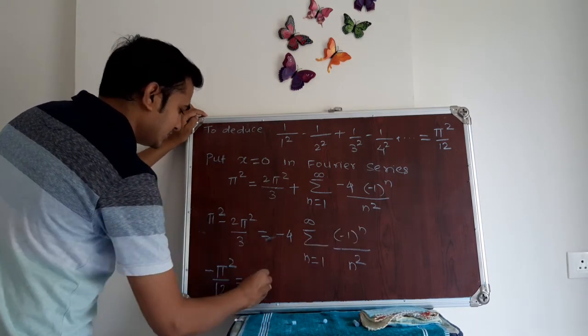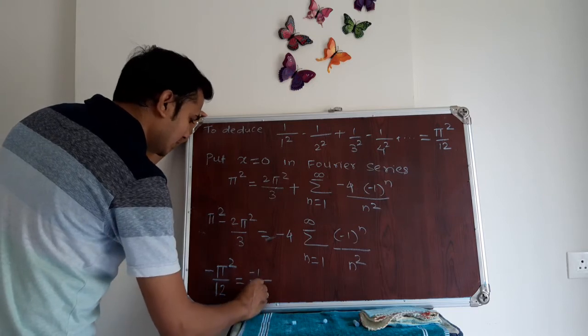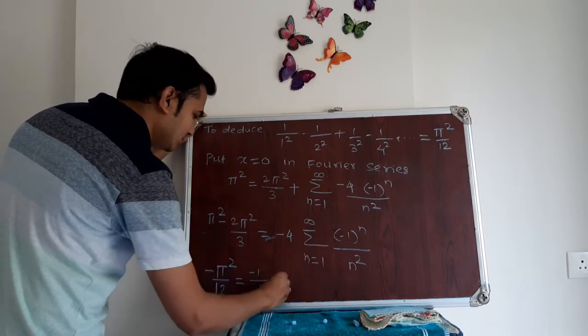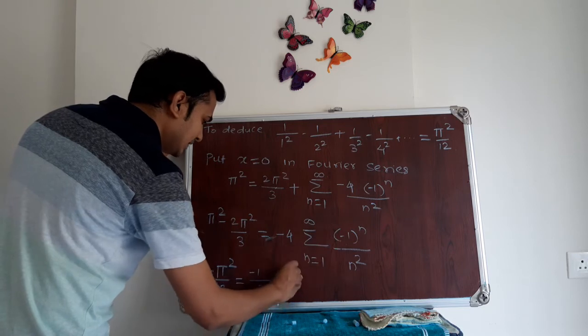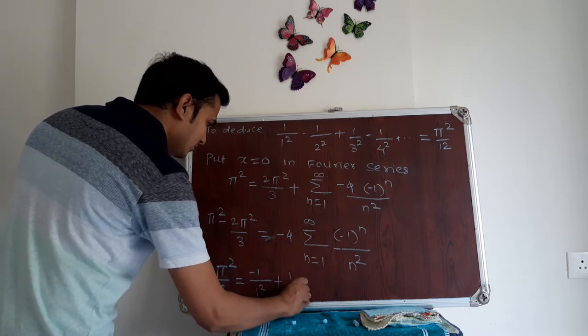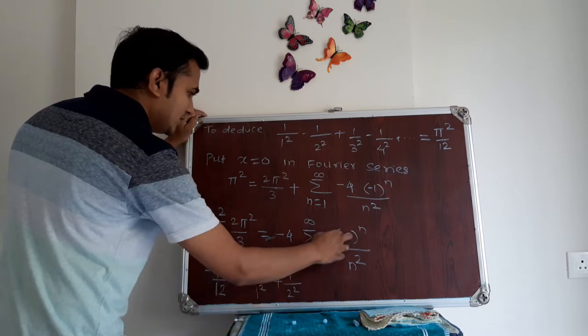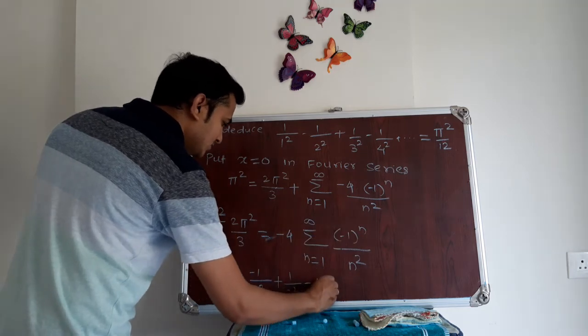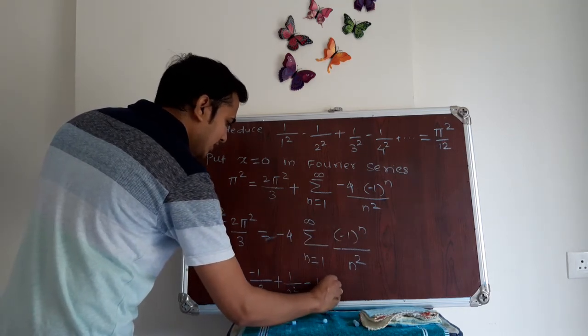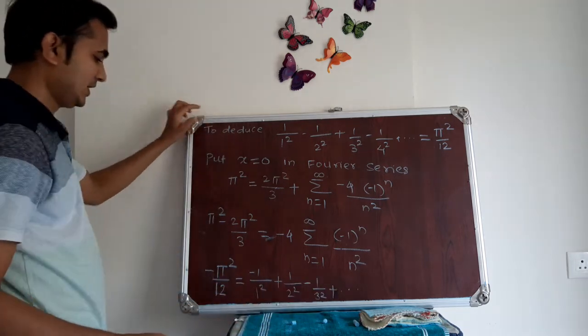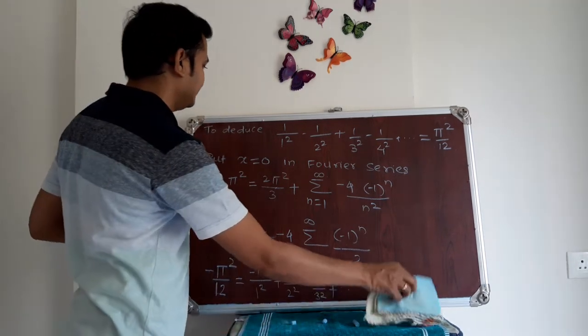For n equal to 1, it is minus 1 upon 1 square. For n equal to 2, minus 1 square is 1, so 1 upon 2 square. For n equal to 3, minus 1 cube is minus 1, so minus 1 upon 3 square, and so on. Okay, now multiply by minus sign.